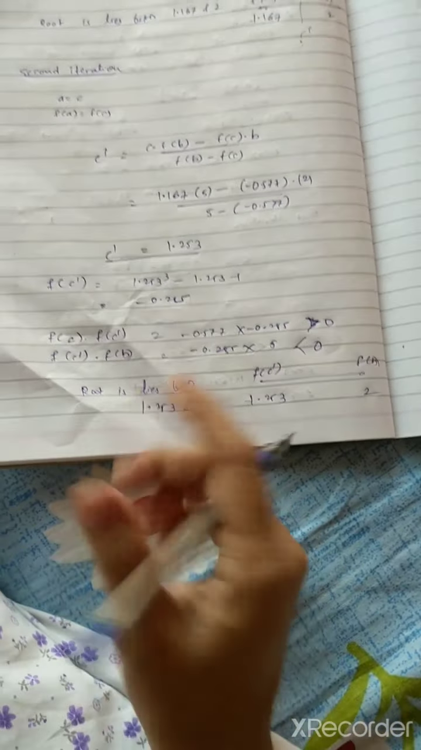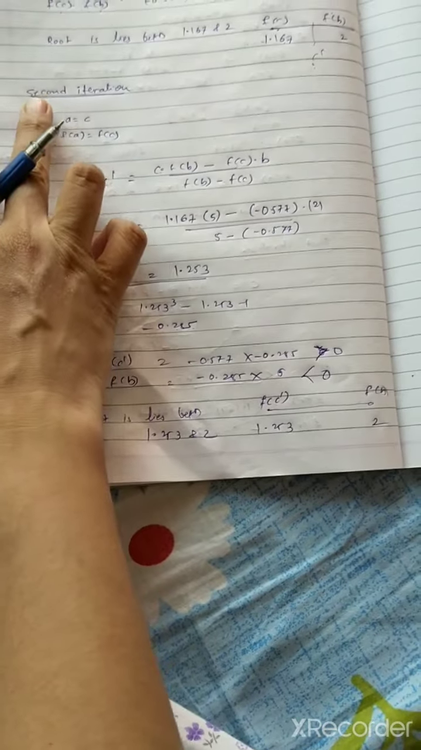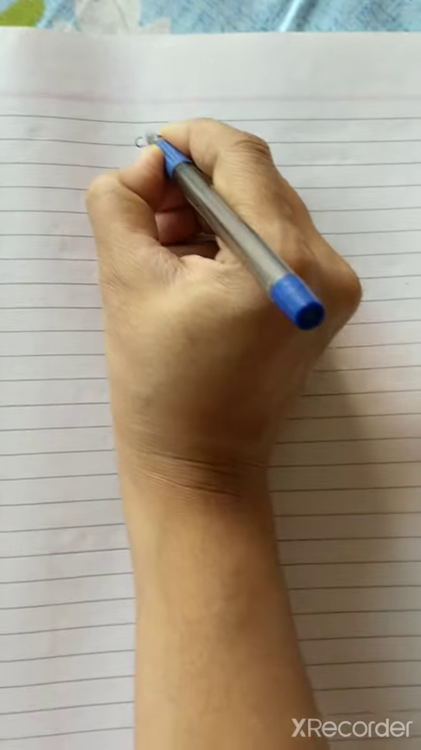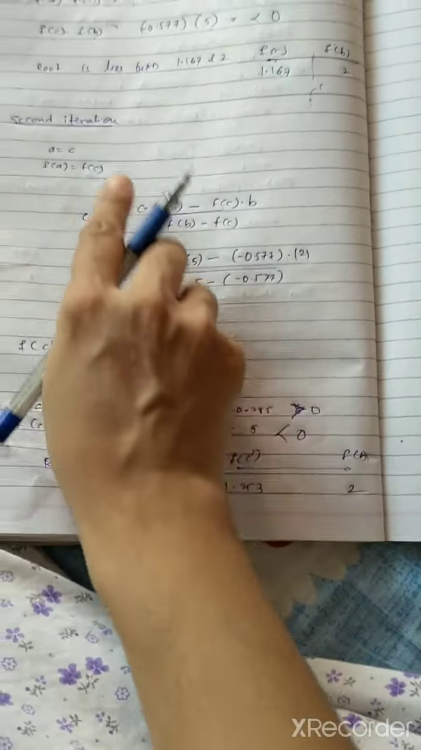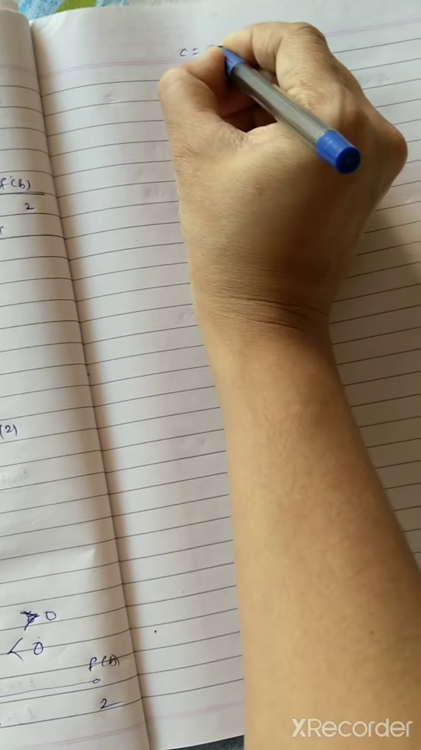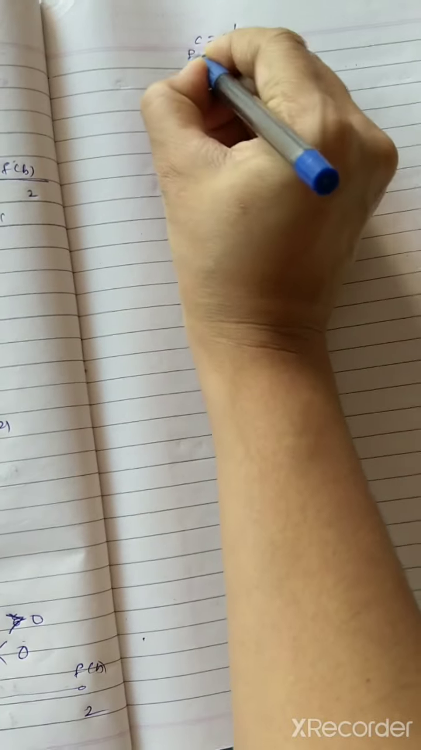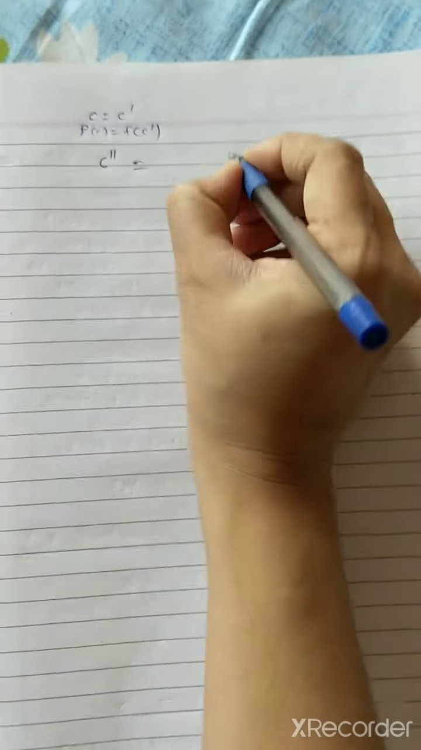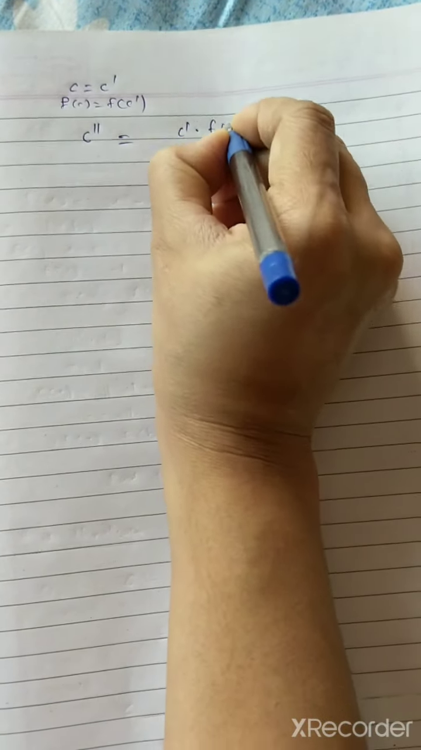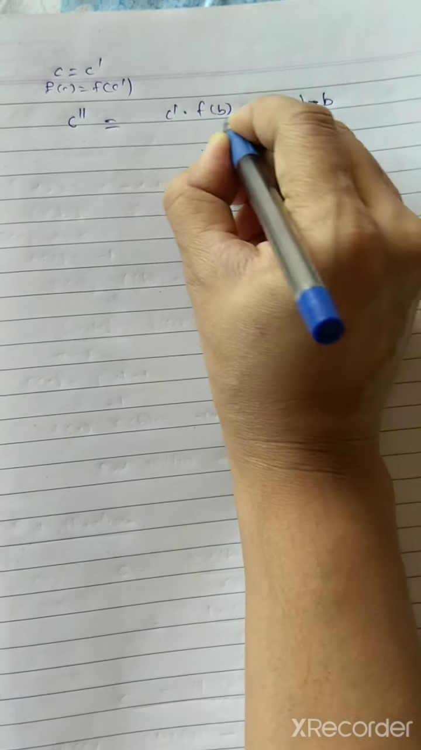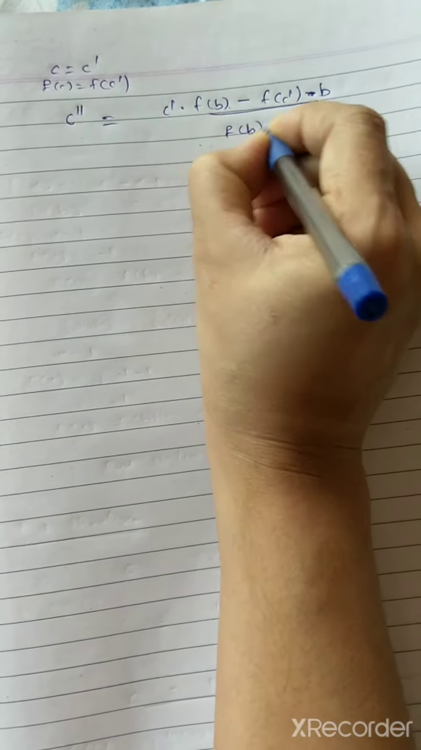Now we have to find what? Root of the equation, because second iteration we have done. Now second iteration के बाद रूट कैसे फाइंड करते हैं? So simply we have to find c double dash. बट c double dash फाइंड करते वक्त जैसे a रिप्लेस हो गया था c से, अभी c रिप्लेस होगा किससे? c dash से, एंड f of c रिप्लेस होगा किससे? f of c dash. So c double dash will be c dash into f of b minus f of c dash into b upon f of b minus f of c dash.